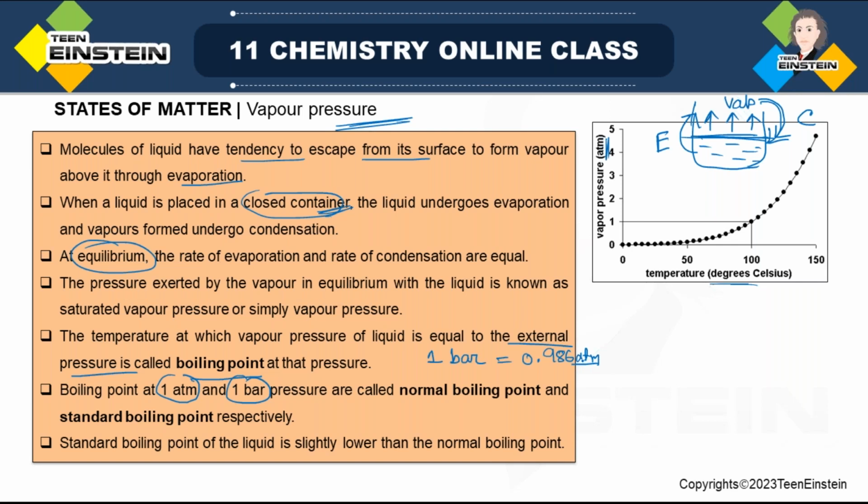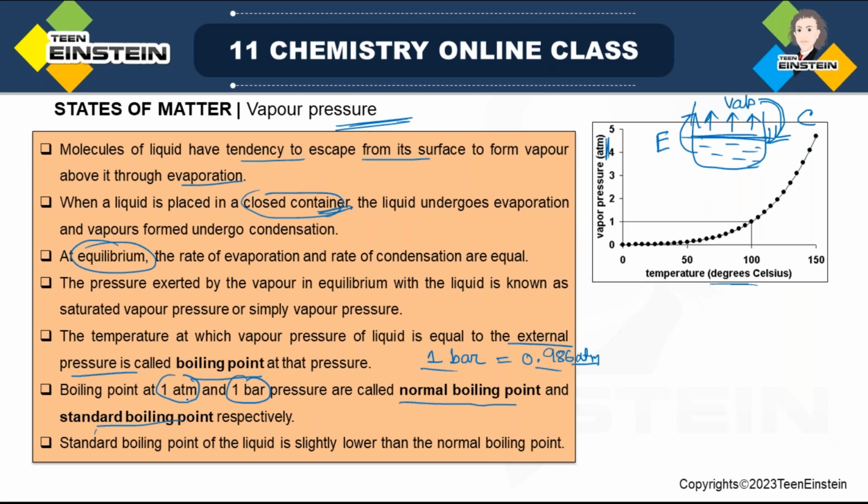So if you mention boiling point at 1 atmosphere pressure, it is called normal boiling point. If you consider it at 1 bar, though these two values are very close and will not differ much, it is called standard boiling point. That is the difference. And obviously, as 1 bar is slightly lesser than 1 atm, because 1 bar is equal to 0.986 atm, atm is greater.